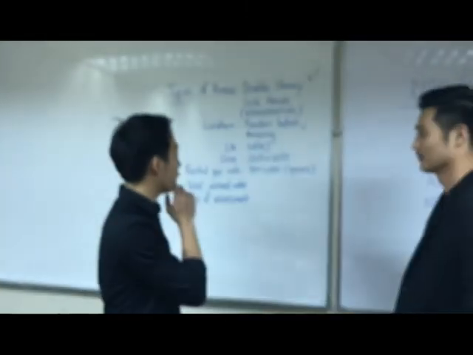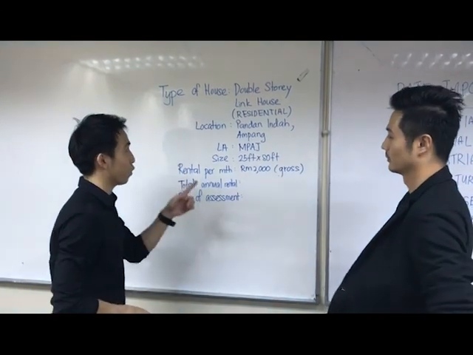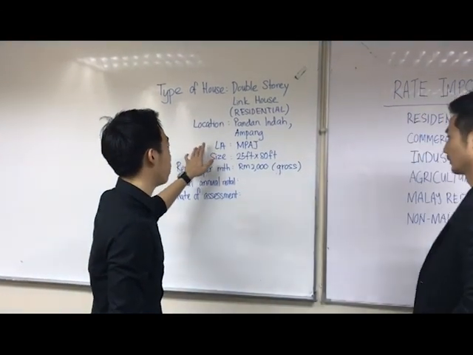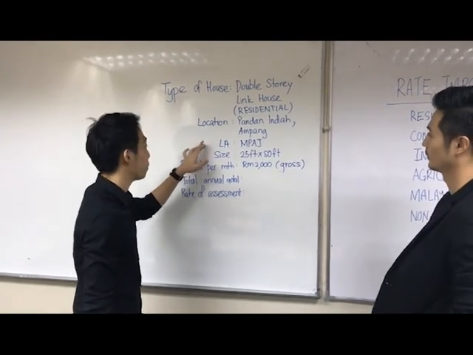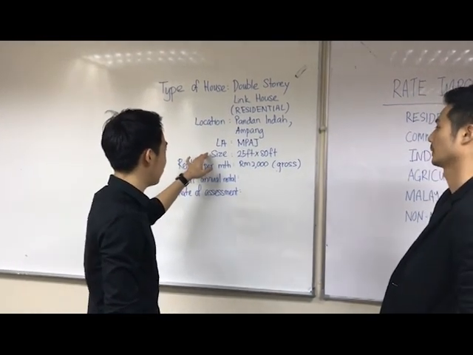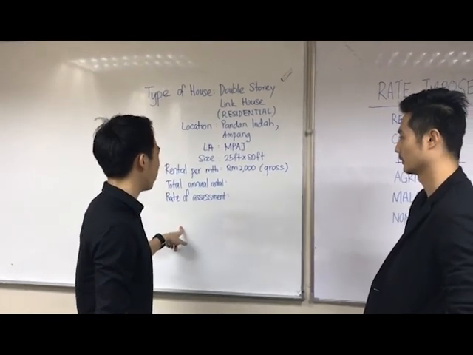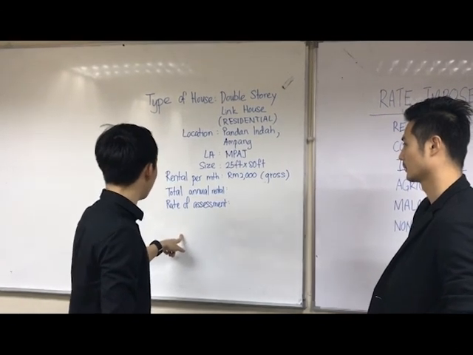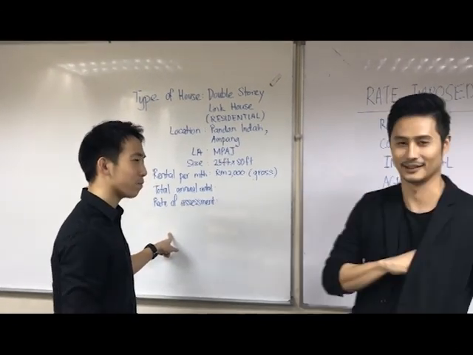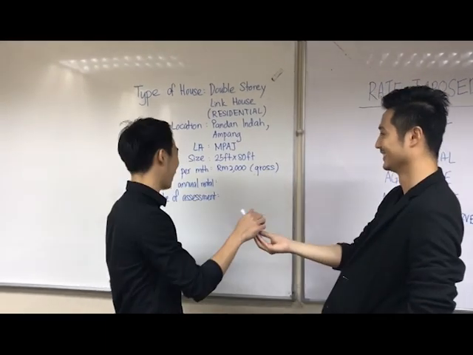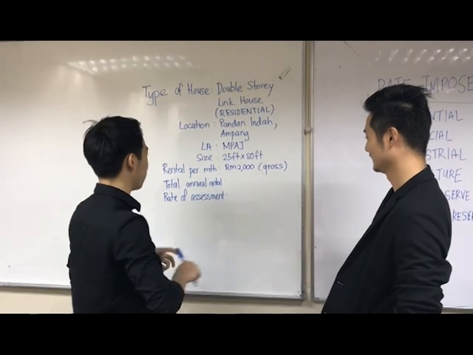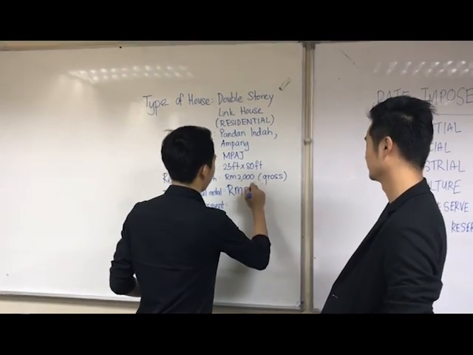Okay, so I think I kind of understand what assessment is. But how do you calculate it? Come, I show you. My property is a double-storey link house in Pandan Indah, Ampang. I think the local authority is MPAJ. And the size is about 25 by 80. My neighbors can collect rental of about 2,000 per month. So how much is the annual rental? Do you have a pen? Yes, I have a pen. Okay, the total annual rental, times 12, would be RM24,000.